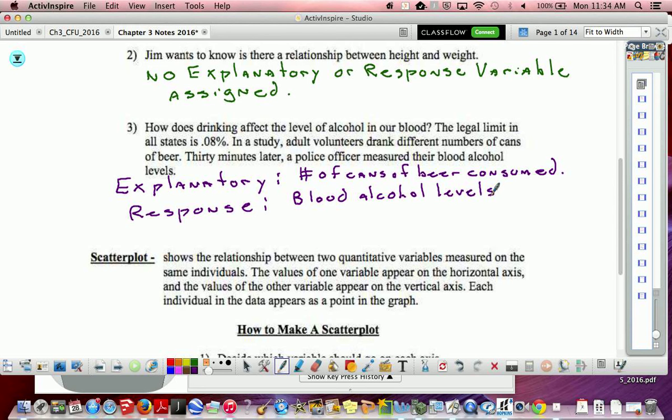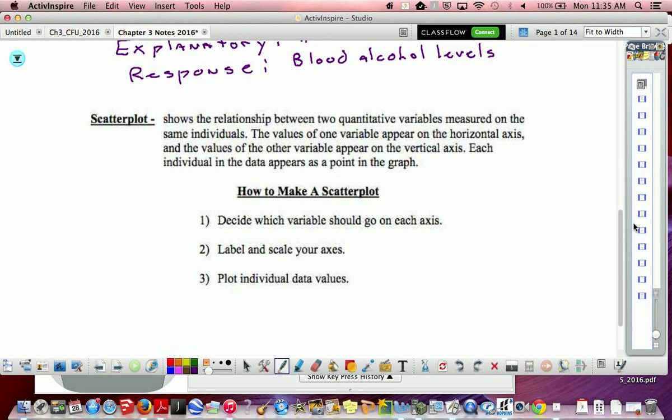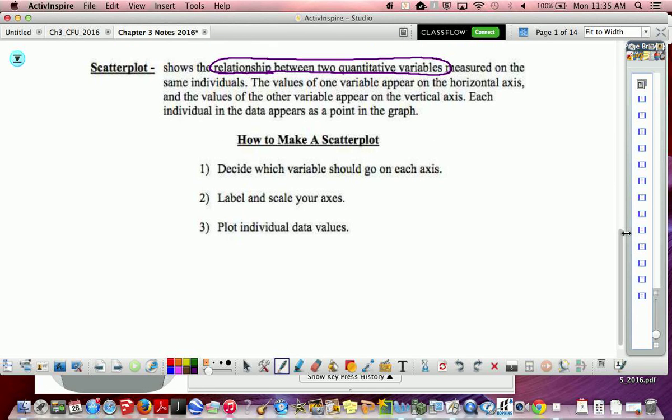So now, how do we go about analyzing explanatory and response variables? Probably the easiest way is to look at what we call a scatter plot. When doing a scatter plot, the biggest thing is we're talking about a relationship between two quantitative variables. You can compare categorical and quantitative variables at the same time, but you can't create a scatter plot in doing so, okay?